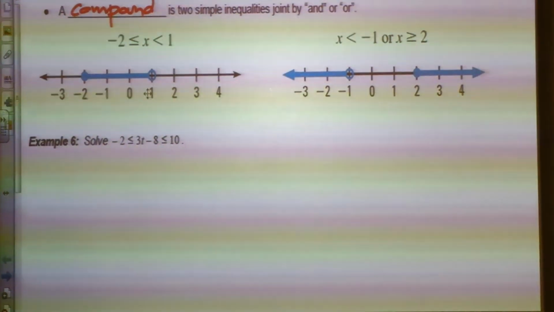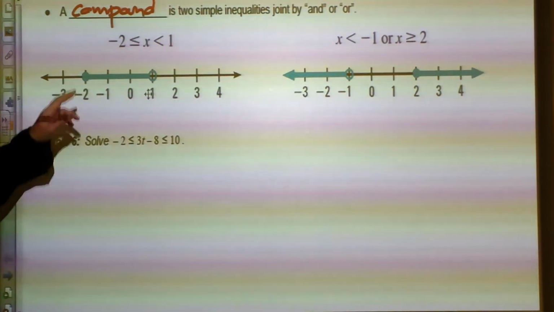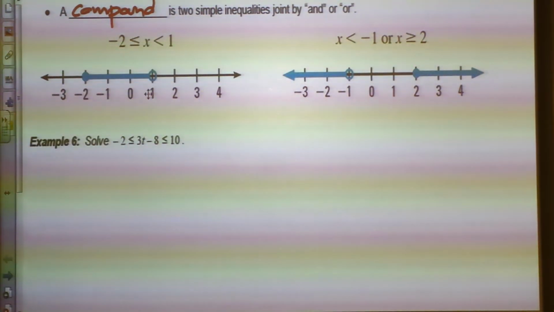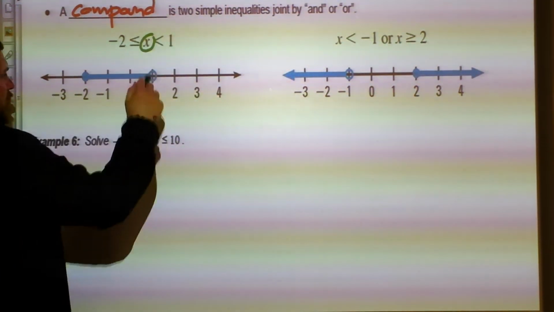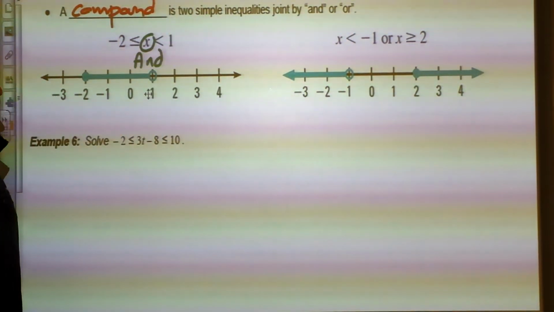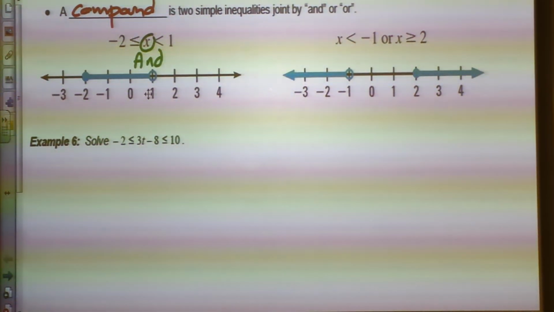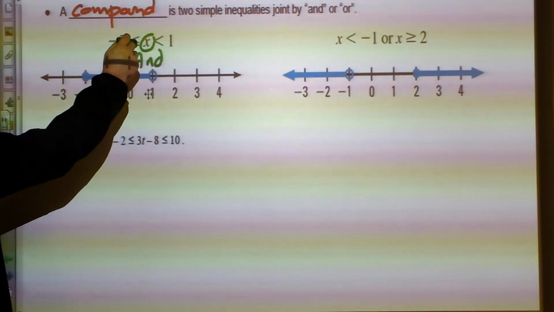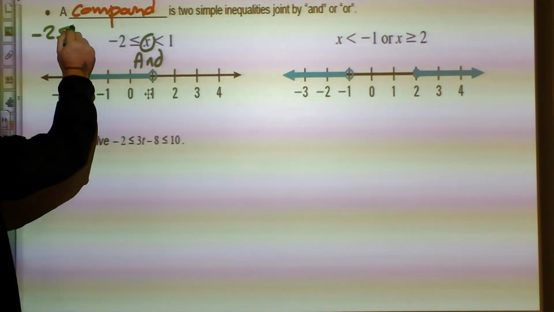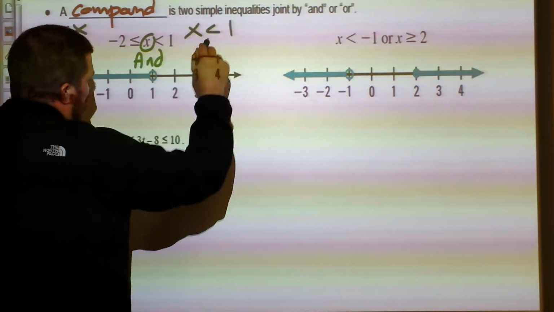So, for instance, let's talk about an and problem first. And is essentially any compound inequality where we have two inequality symbols with the variable in the middle. This is an and problem. What that means is we have two separate inequalities that we can solve. So what I like to do for this type of problem is actually split those up. Negative 2 is less than or equal to x, and x is less than 1.